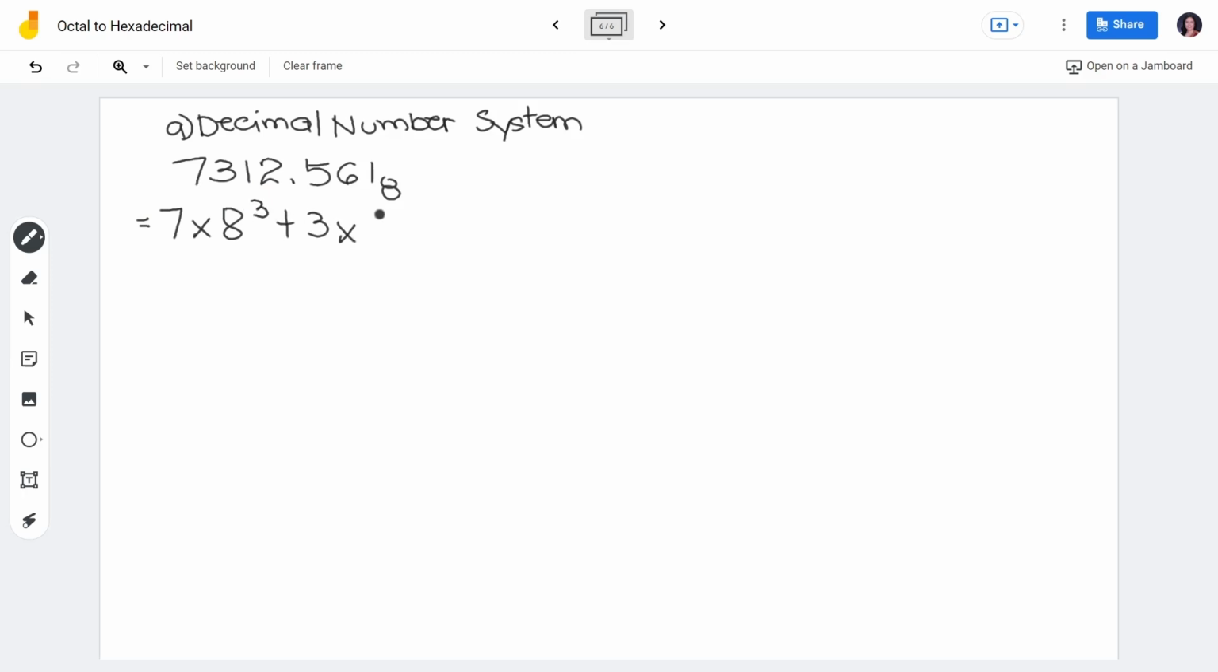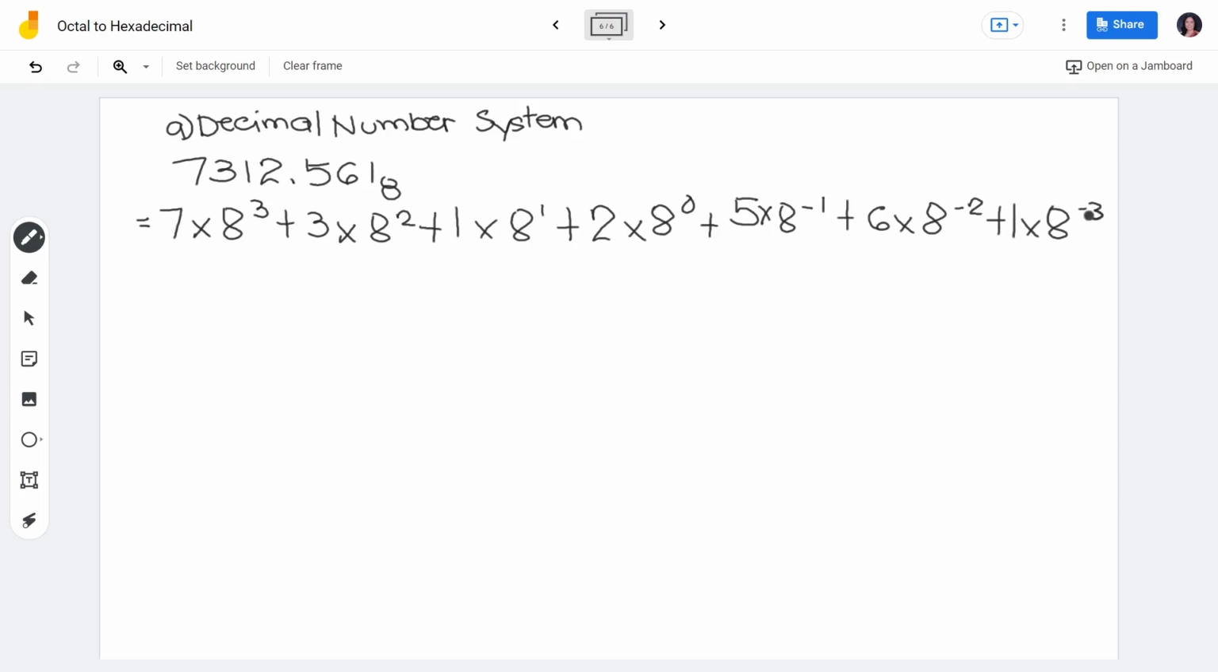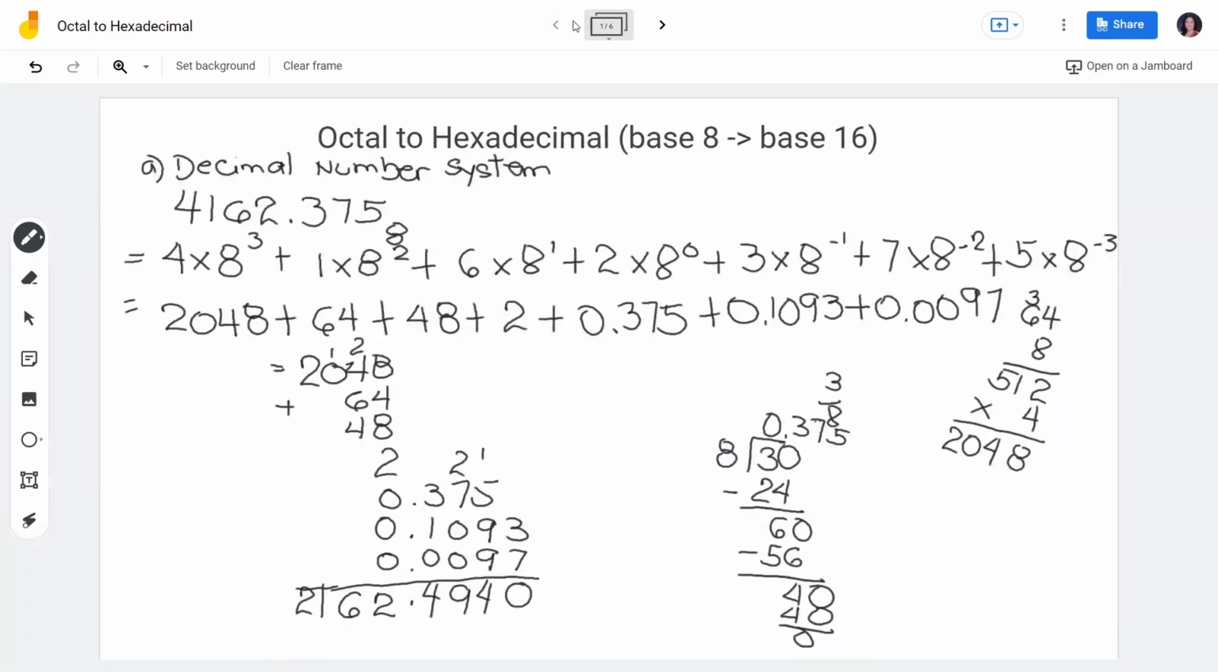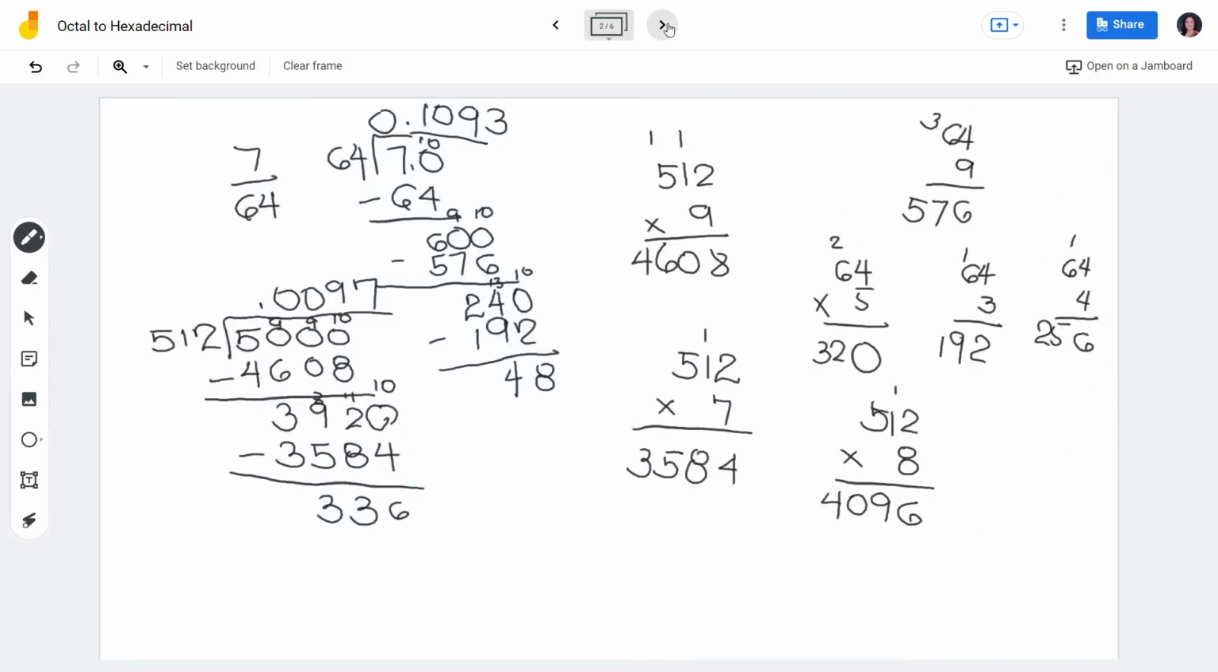So again, 7 times 8 raised to 3, plus 3 times 8 raised to 2, plus 1 times 8 raised to 1, plus 2 times 8 raised to 0, plus 5 times 8 raised to negative 1, plus 6 times 8 raised to negative 2, plus 1 times 8 raised to negative 3. Okay, 8 times 8 times 8 is 512.